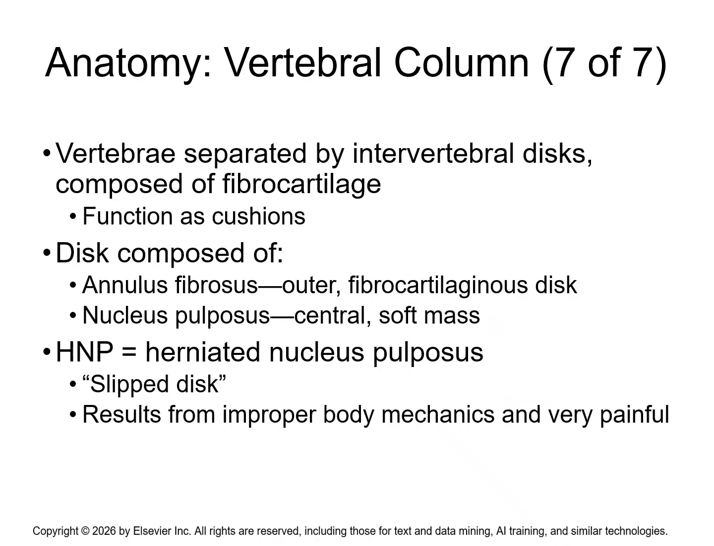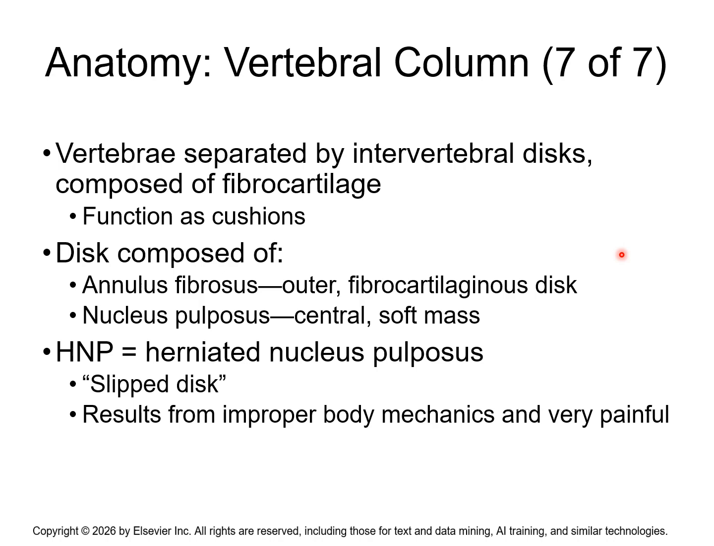Okay, so let's talk again more about the vertebral column. So we have disc spaces, and then in those disc spaces we have little cushions, which we call the disc. Inside the little cushion is a soft centered mass, and then you have a fibrous outside edge. You might hear the term HNP, which means that little soft mass in the center has herniated out. Sometimes you'll hear that as a slipped disc.